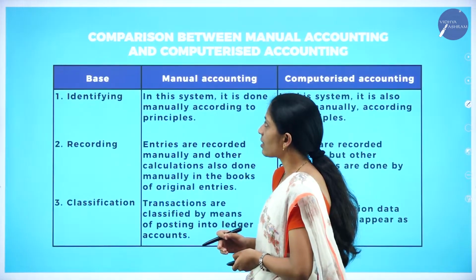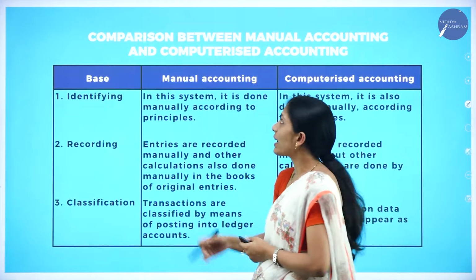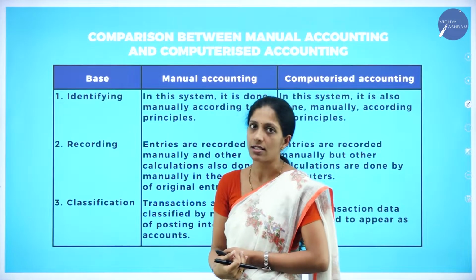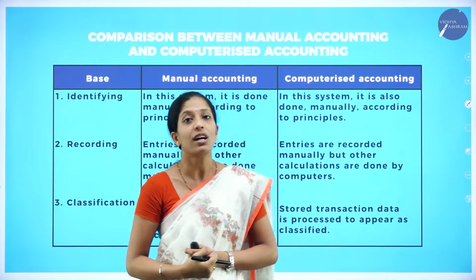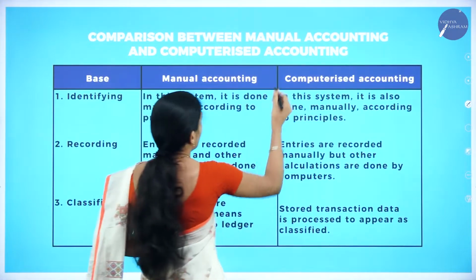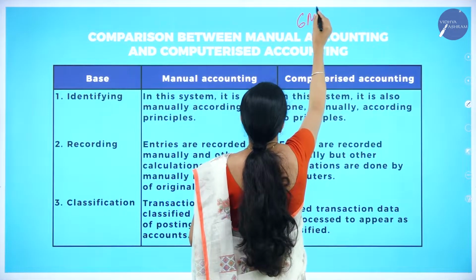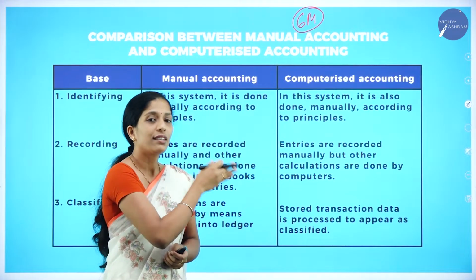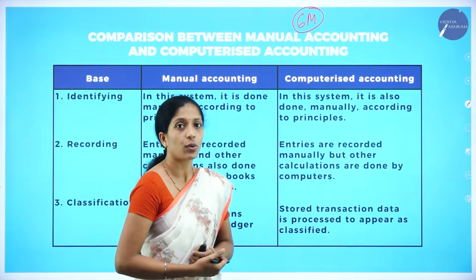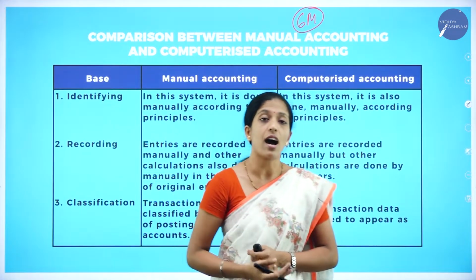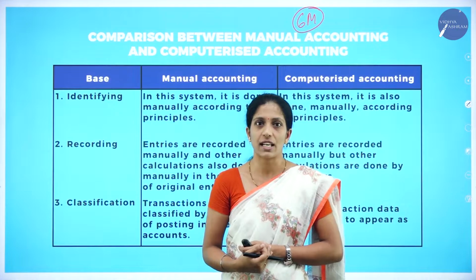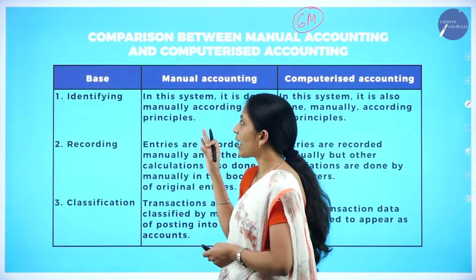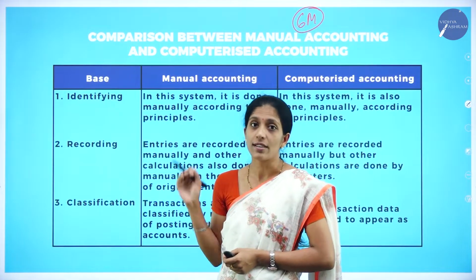Now coming to the next concept, let us see the comparison between manual accounting system and computerized accounting system. Very important question for 6 marks here. Later on, I'll discuss the questions I have asked for 1 mark, 2 marks as well as 6 marks. So remember, this is a very important question which will be repetitively asked for 6 marks in your examination. You will have one theory question for 6 marks and most of the time they'll ask this question.